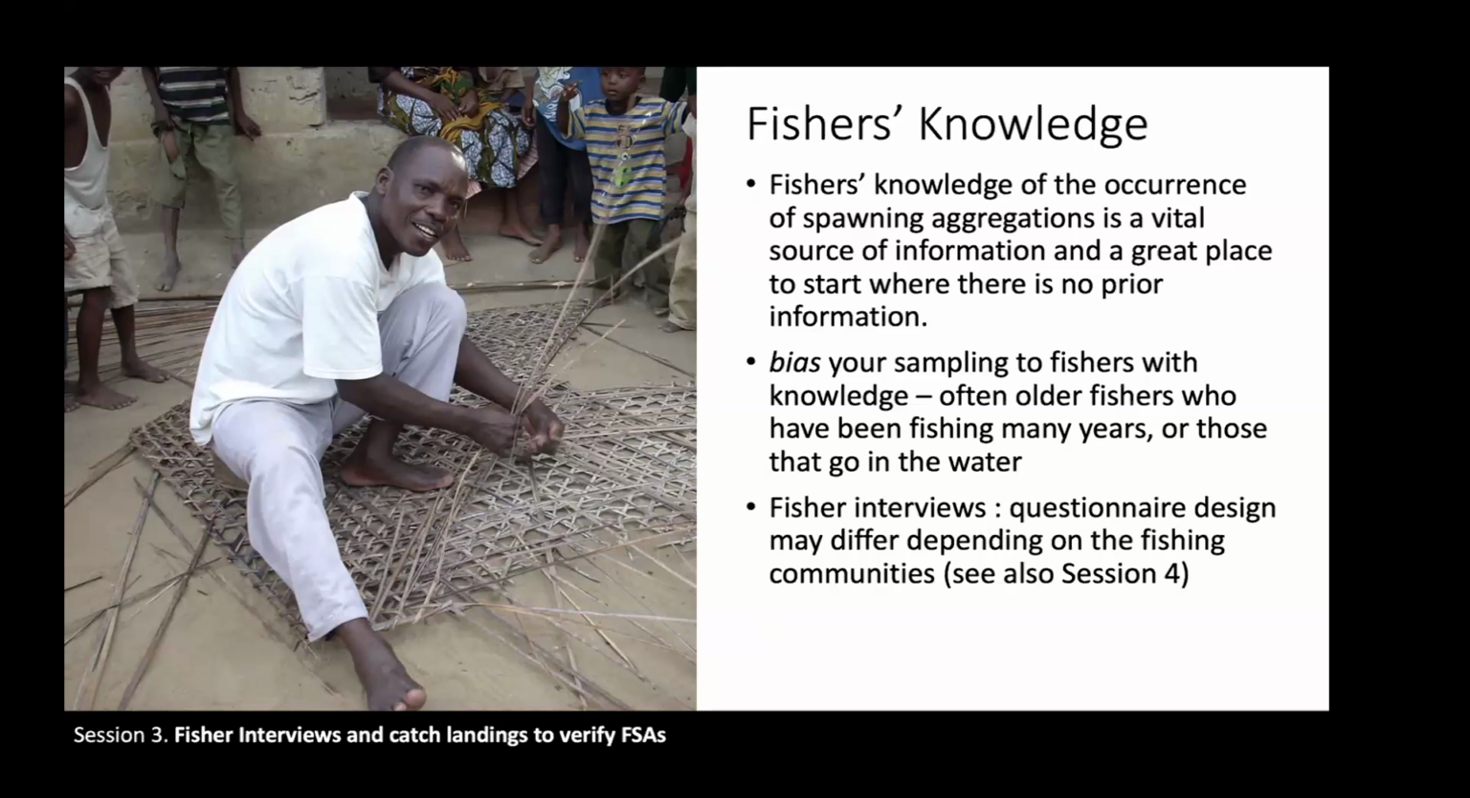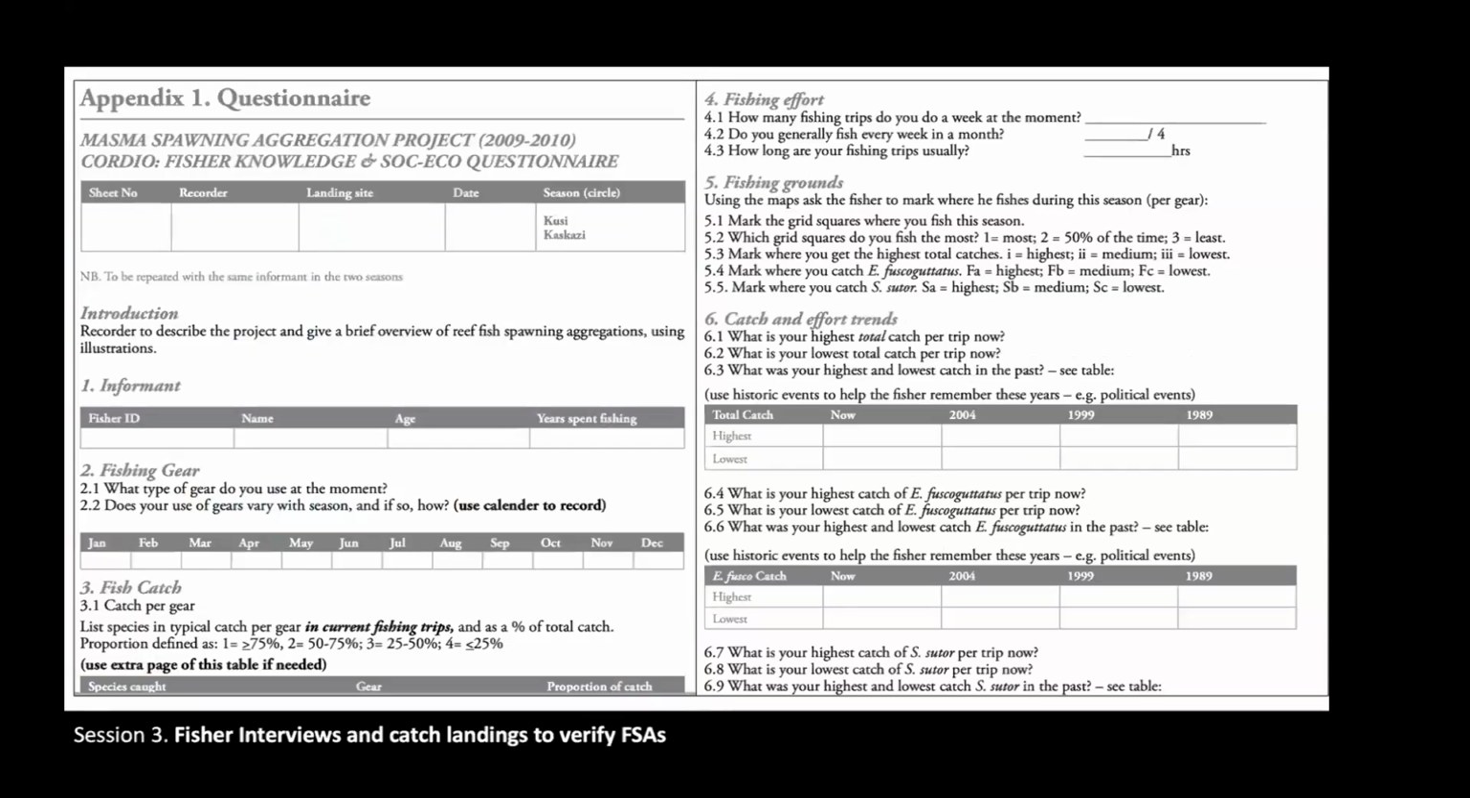Having decided you're going to do that, you need to think about the design of the questionnaire. This is also covered in session 4, so I won't go into too much detail on the design. Here I'm illustrating the Fisher's Knowledge Questionnaire that we used in Kenya and then modified further in Zanzibar. It's available in that Robinson and Samoilys 2013 book on FSA research and management in the Western Indian Ocean. It was broad, covering fishers' information and perceptions on catches, trends in catch, gears, effort and fishing grounds. Here are just a couple of the pages in the questionnaire.